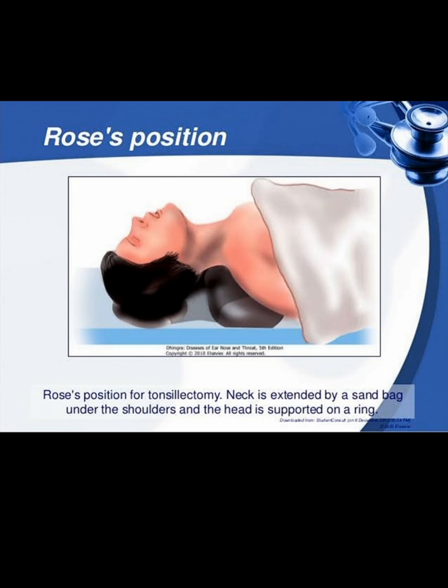Place the patient flat on the back. What they have to do is extend the neck. In between the head and shoulder, they have to put one pillow for support. Then only the neck is extended. So this is the Rose position or neck position. The main surgeries are thyroidectomy, tonsillectomy and tracheostomy. In those surgeries, they use this position.